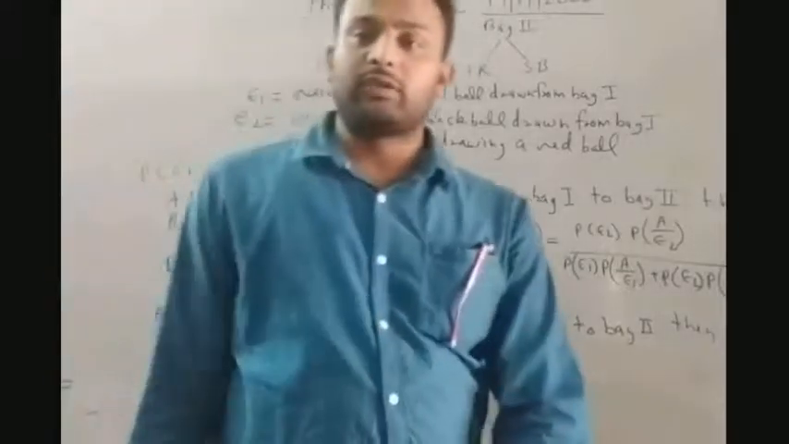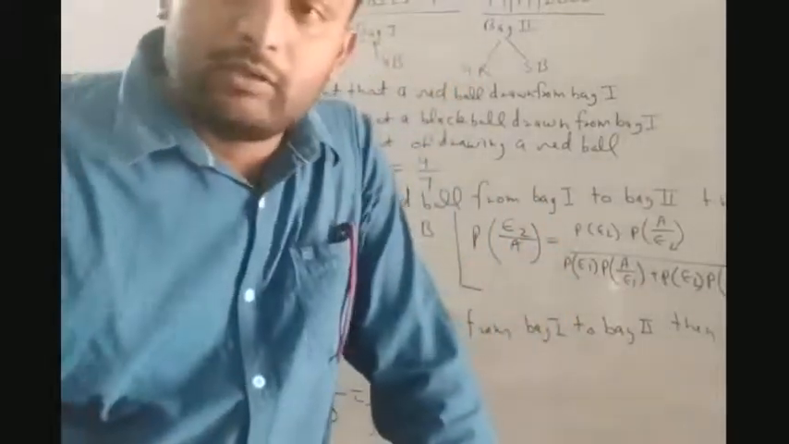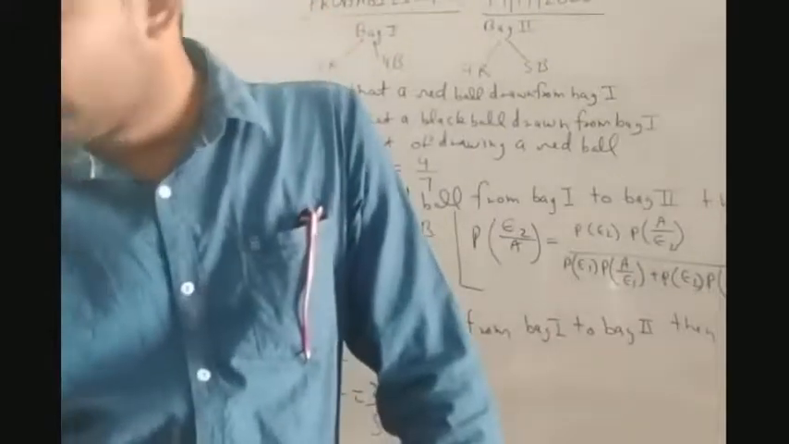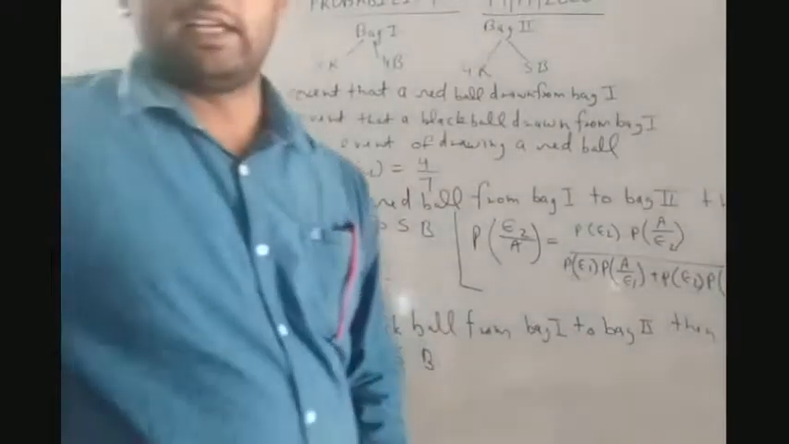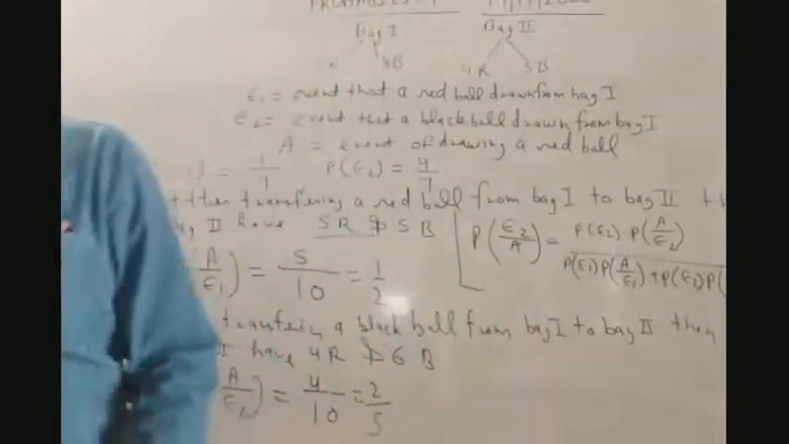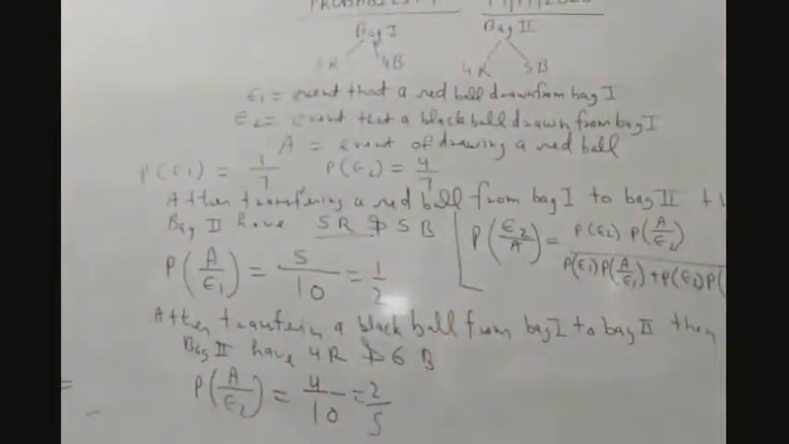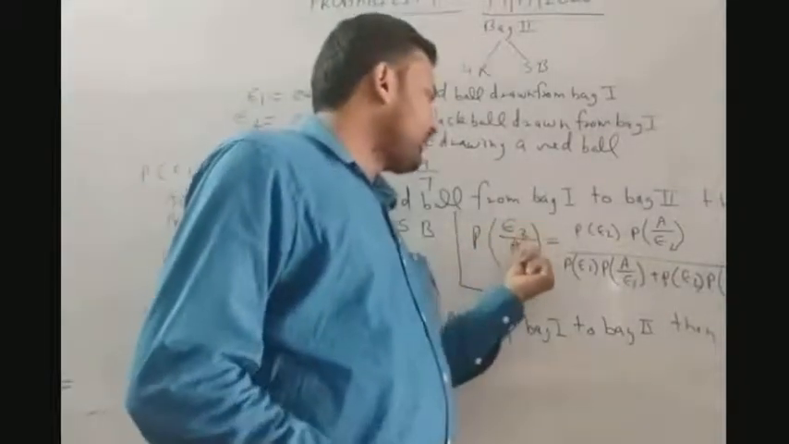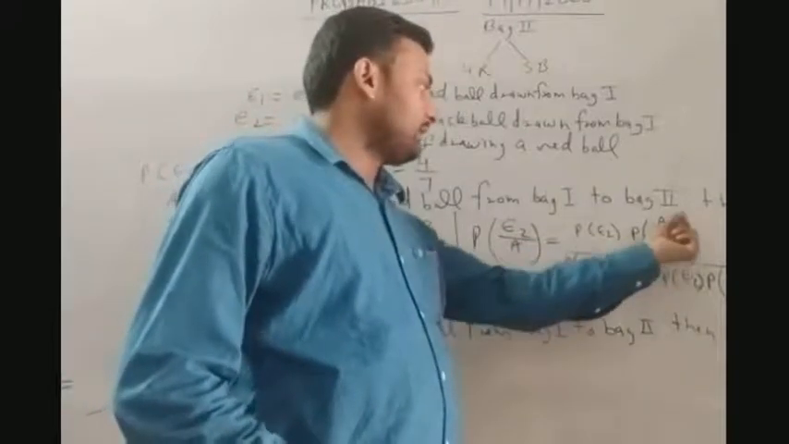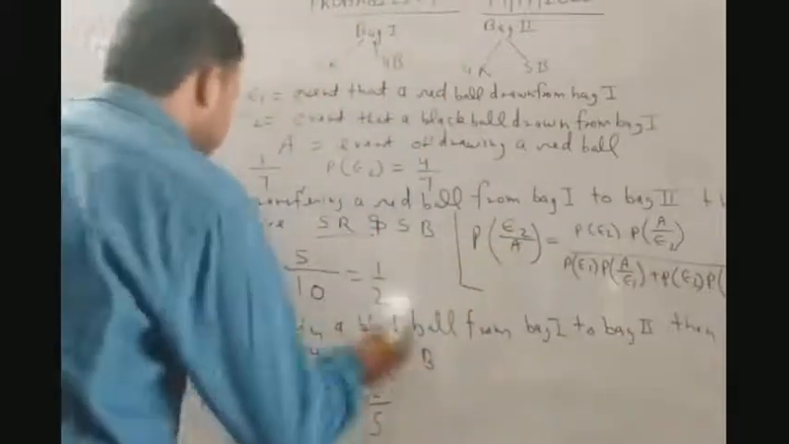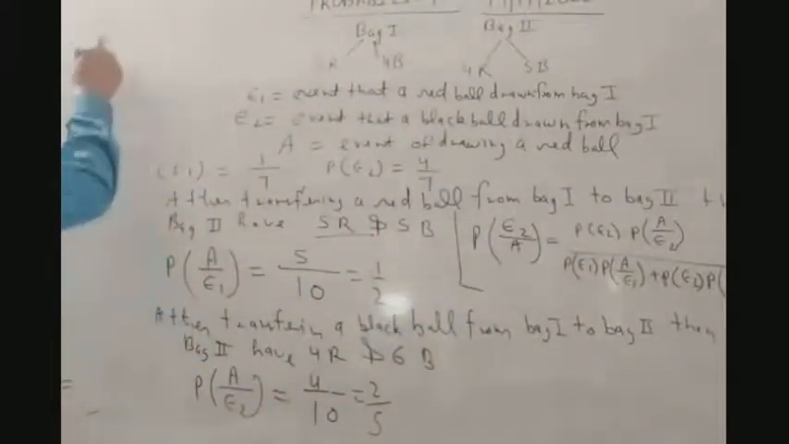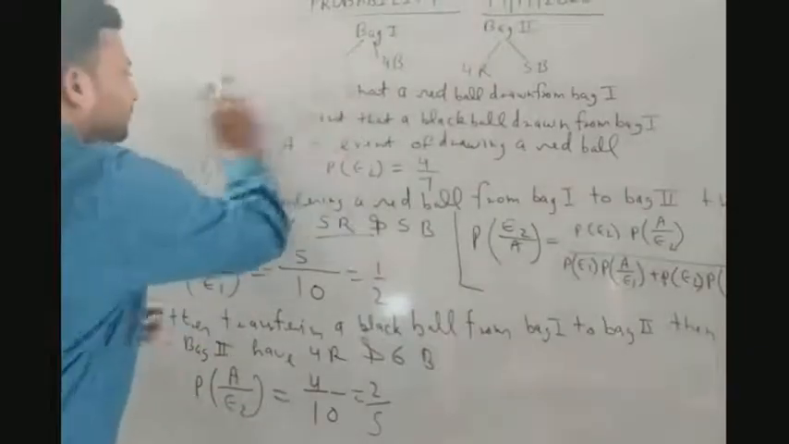Now, the question says to find the probability that the transferred ball is black. It clearly says to find the probability that the transferred ball is black. So it will be the probability of E2 given A. So we have the formula with E2, probability of A given E2, plus E1, probability of A given E1. Now we will put in the values of all these.